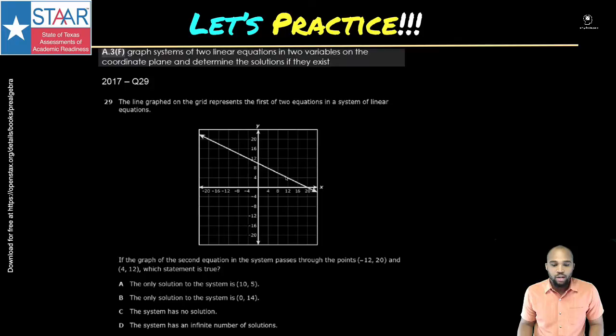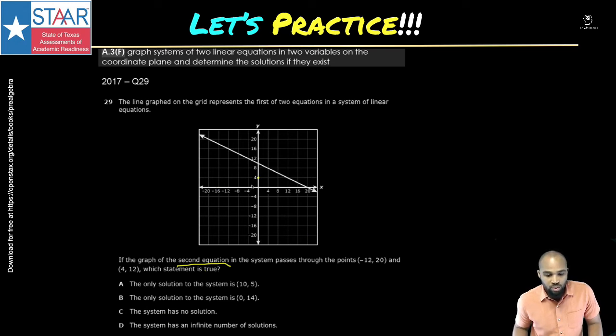All right, how does this show up on the STAR test? So let's look at a few problems on the STAR test and how they showed up in the last few years. The line graphed on the grid represents the first of 2 equations in a system of linear equations. If the graph of the second equation in the system passes through points -12, 20, and 4, 12, which statement is true? Sometimes you've got to keep reading to see what they're asking. Well, first of all, before we look at the answers, let's plot those 2 points and see which one looks true.